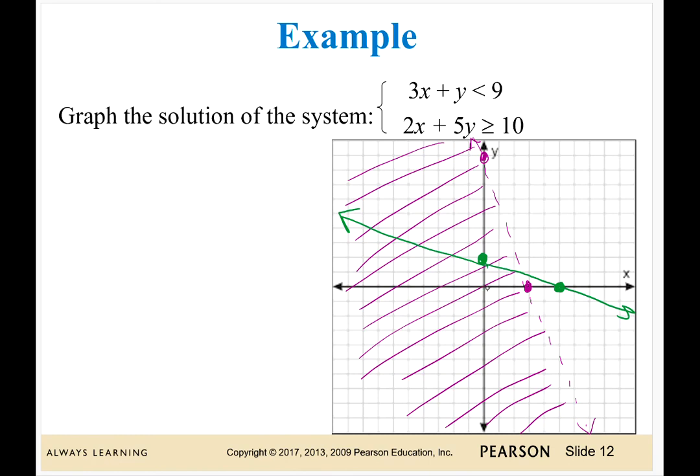It is not. So 0 should not be shaded. So that means that this whole section above the line should be shaded in. All right, so again, you've got some overlap, right? Your overlap is in this triangular area right here.